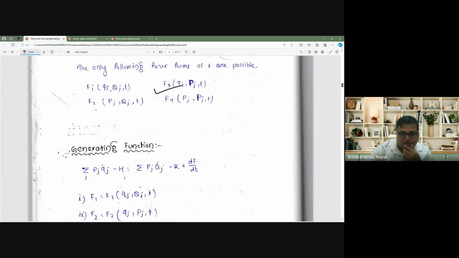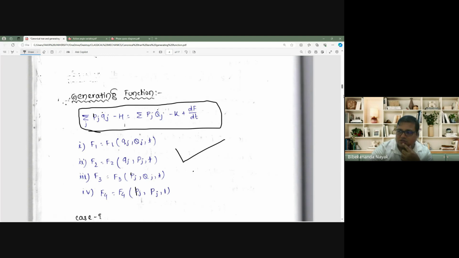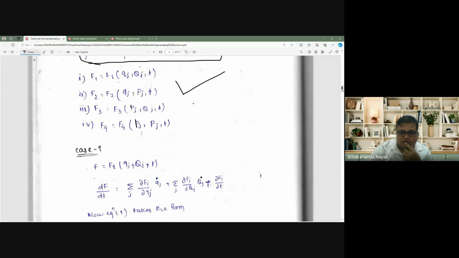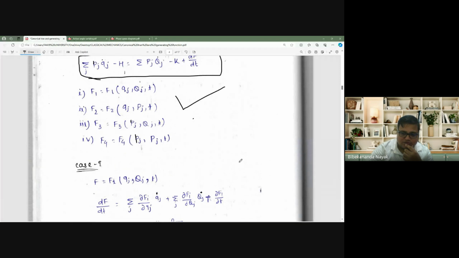Now, the generating function of the first kind. From this equation we found F. It was already written: sum over j of pj qj dot minus H is equal to sum over j of Pj Qj dot minus K plus dF by dt. These are the four kinds of generating functions. The first kind is a function of small qj, capital Qj, and t.